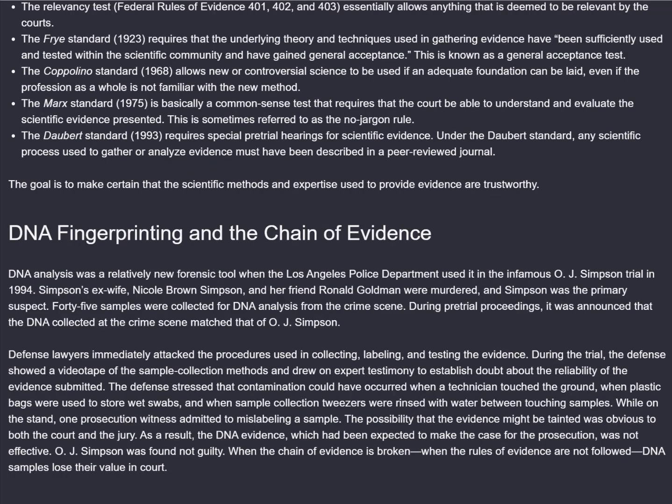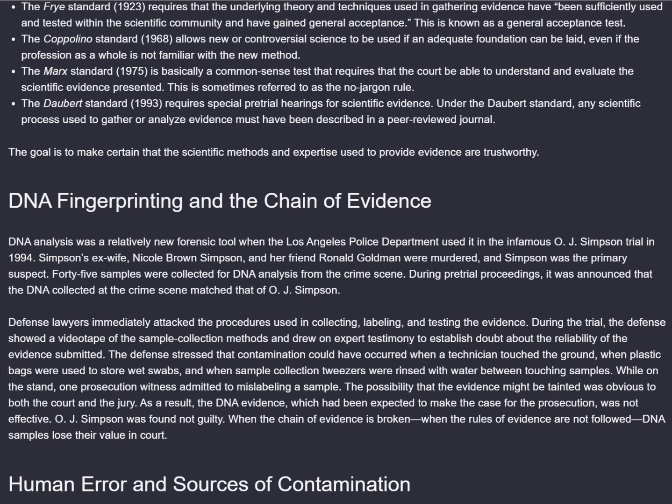The relevancy test, Federal Rules of Evidence 401, 402, and 403, essentially allows anything that is deemed to be relevant by the courts. The Frye Standard, 1923, requires that the underlying theory and techniques used in gathering evidence have been sufficiently used and tested within the scientific community and have gained general acceptance. This is known as a general acceptance test.